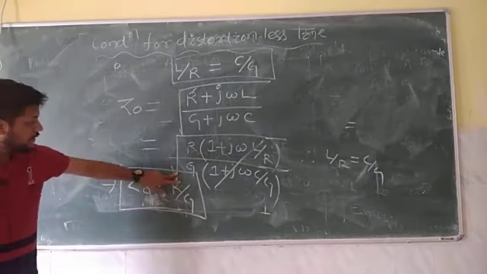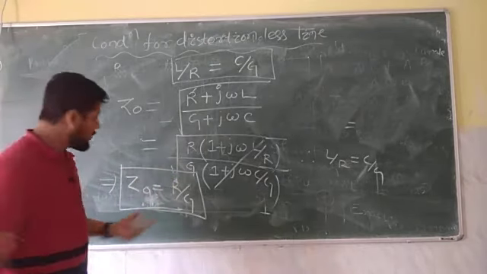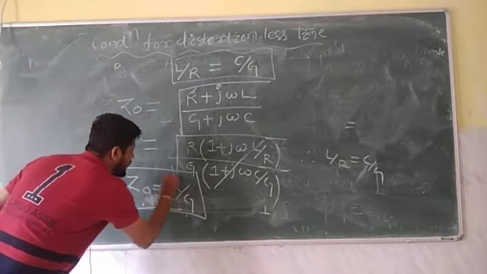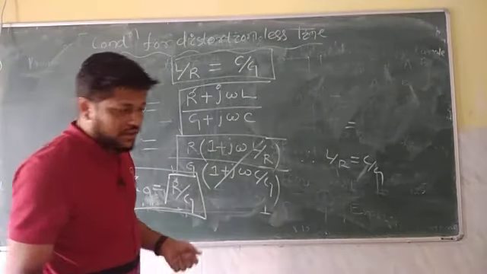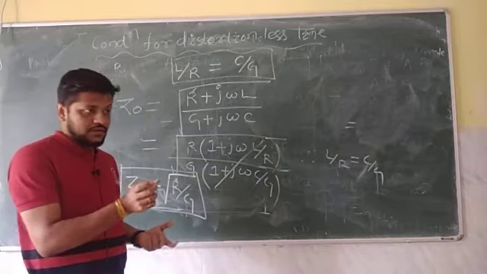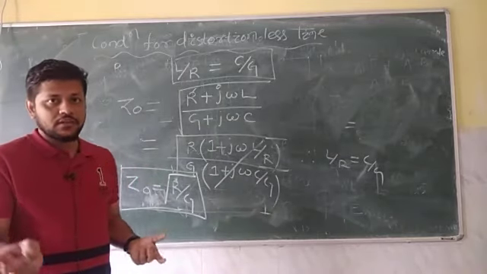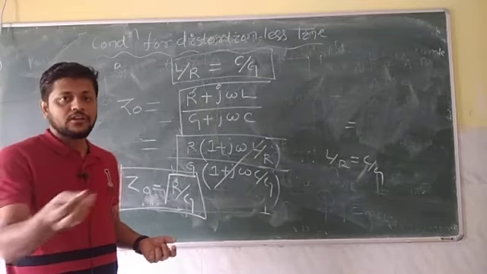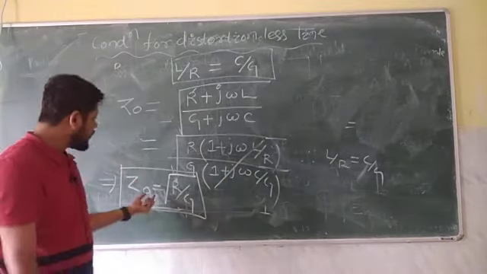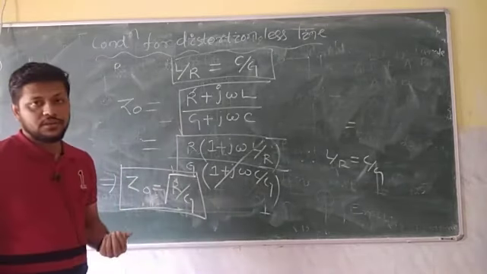distortionless transmission line. So in your question they will ask you like this type of root over R by G. For a distortionless line they will write a statement like, for the distortionless transmission line the value of R is this much and the value of G is this much, then find the characteristic impedance. So what is the formula for a distortionless transmission line? Z0 is equal to root over R by G.